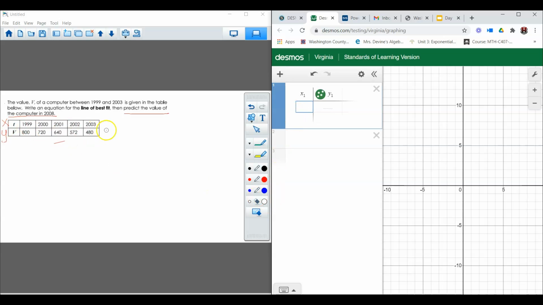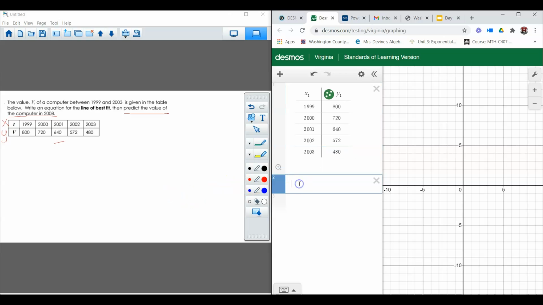Now my x's are going to be these years. So I'm going to type in 1999, 2000, 2001, 2002, 2003. And then over here in my Y column, I'll put the values of the computers. So 800, 720, 640, 572, and 480. All right, so I have my table entered into the computer.